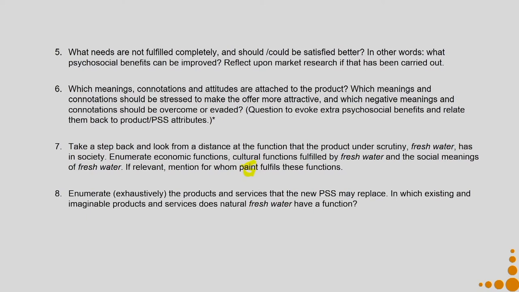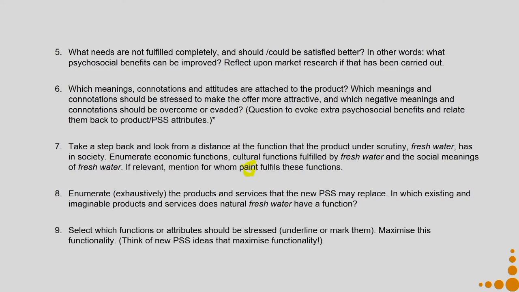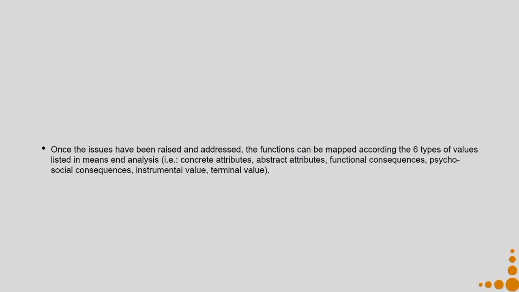Enumerate exhaustively the products and services that the new PSS may replace. In which existing and imaginable products and services does natural fresh water have a function? So now you are widening your scope. After you have done this, select which functions or attributes should be stressed. Maximize those functionalities. Think of new PSS ideas that maximize those functionalities.